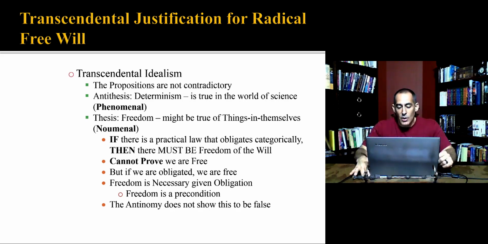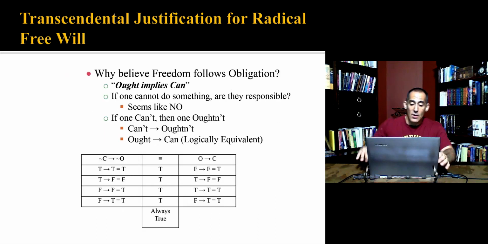If there's a practical law that obligates categorically, then there must be freedom. We know that that's true. We can't prove that we're free. But if we're obligated, we have to be free. So freedom, we say, is necessary given an obligation. We just can't prove it. We can't remove the if. Okay? And the antinomy doesn't show that this is false.